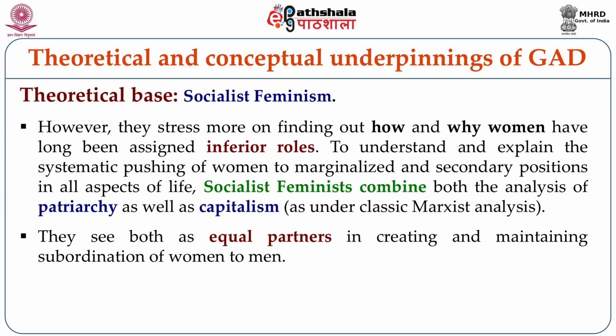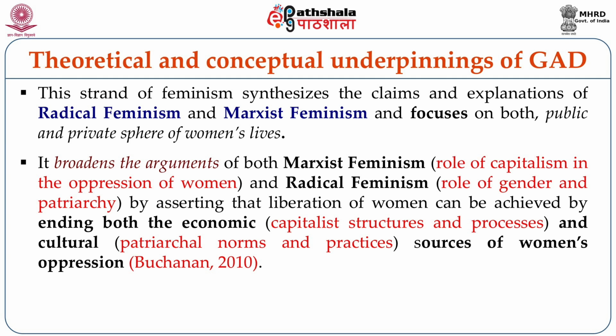They combine both the analysis of patriarchy as well as capitalism and see both as equal partners in creating structures and relations wherein women are marginalized and men are privileged. Socialist feminism basically synthesizes the claims and explanations of radical feminism and Marxist feminism, and therefore it focuses on both the public as well as the private spheres of women's lives. It says that the liberation of women can only be achieved by ending both the economic capitalist structures and processes and also cultural patriarchal norms and practices, because they both are the sources of women's oppression.